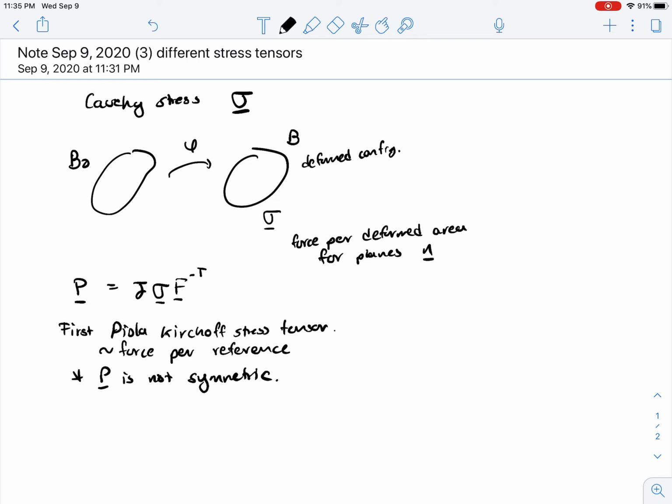And because of that, even though it's a natural way of bringing back the calculation of the stress, it's still force, but now with respect to the original area. Because it's not symmetric, it's usually not that nice to work with numerically. And instead, a different stress tensor is introduced, which is the second Euler-Kirchhoff stress tensor.